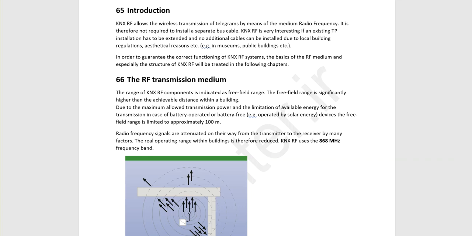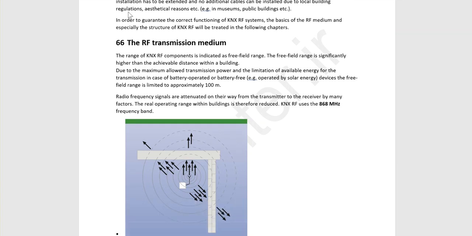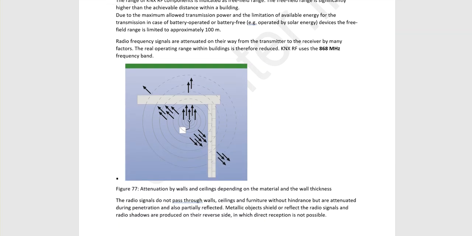Okay, the 868 megahertz frequency band. For smart home devices around the world, these frequencies differ. For example, in the US it's 920 megahertz, in China it's 433 megahertz. So it really differs country by country, but this 868 follows the European regulations.